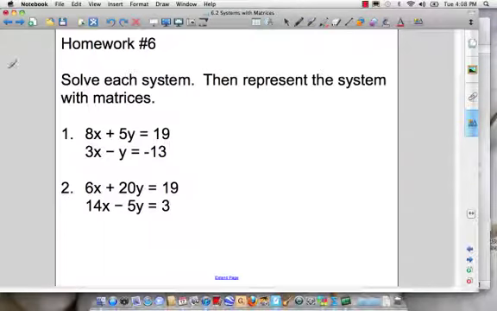Okay, so for your homework, I've got two systems that I want you to solve. You can use any method you want. The method that I reviewed in this video was elimination. If you want to use substitution instead, that's fine. And then after you solve that, just represent the system using matrices. And in class, I'll show you how to then use those matrix representations to solve the equation. Please have this ready for class tomorrow.